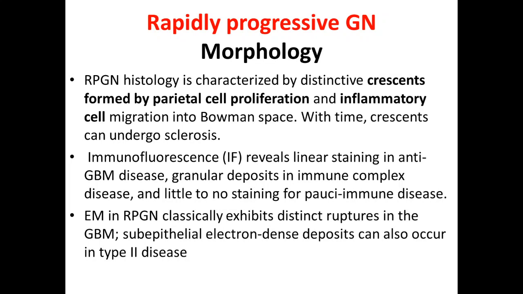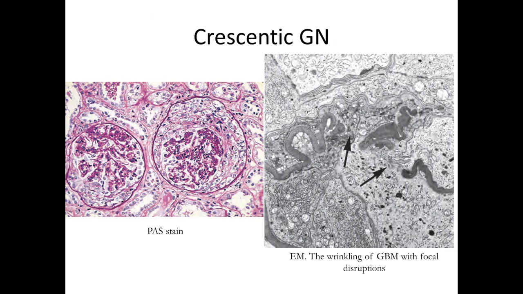The immunofluorescence method reveals linear staining in anti-GBM diseases, granular deposits in immune complex diseases, and little to no staining for pauci-immune diseases, and the electronogram classically shows subepithelial electron-dense deposits, which can also occur in this second type of diseases.